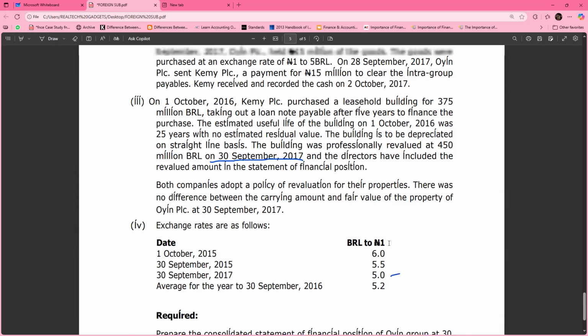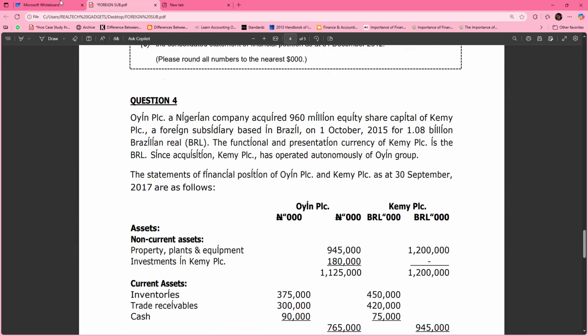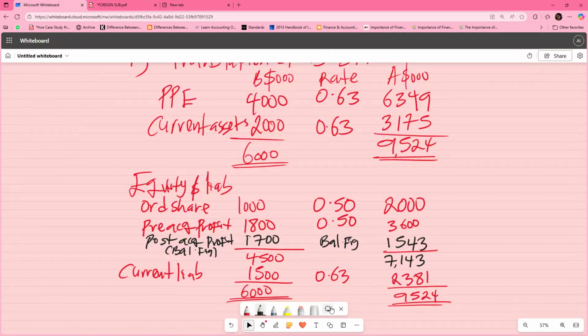So please, whenever you have something like a revaluation reserve, be careful. Don't just use the acquisition rate. Check the body of the question and the additional information. Are they saying something about this revaluation reserve? If there's no information, then you can assume it occurred on the day you acquired, and you use the acquisition rate. Please always check this, especially whenever you have a revaluation reserve. I think that's all about the first working.